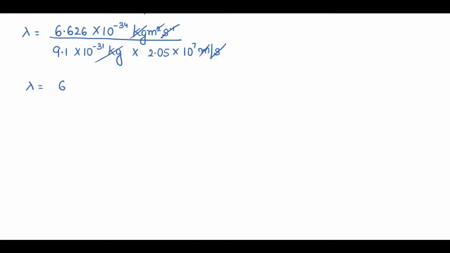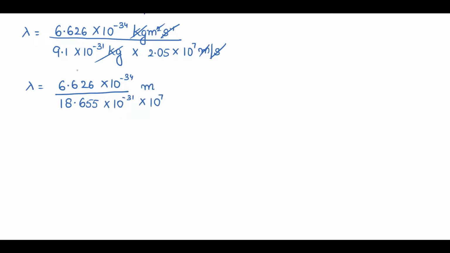Lambda equal to 6.626 into 10 raised to power minus 34 divided by 9.1 into 2.05. Your answer will be 18.655, and we are having powers over here, 10 raised to power minus 31 into 10 raised to power 7. Units we are having only meter.